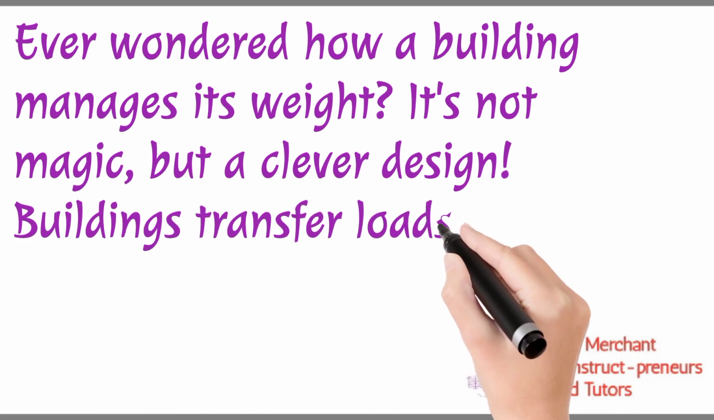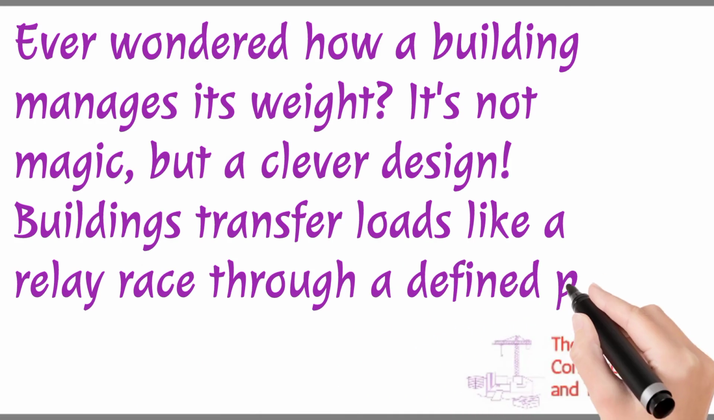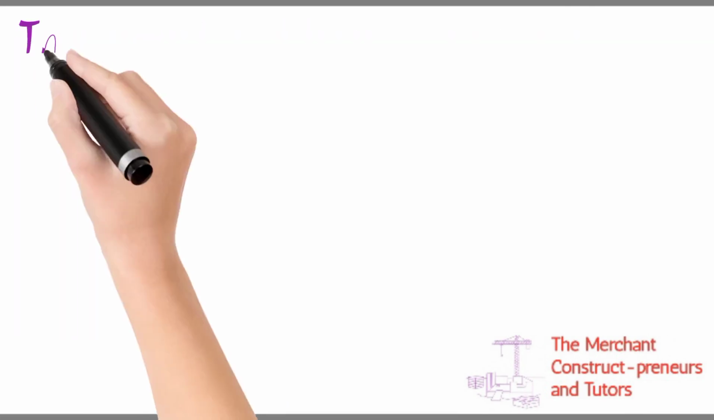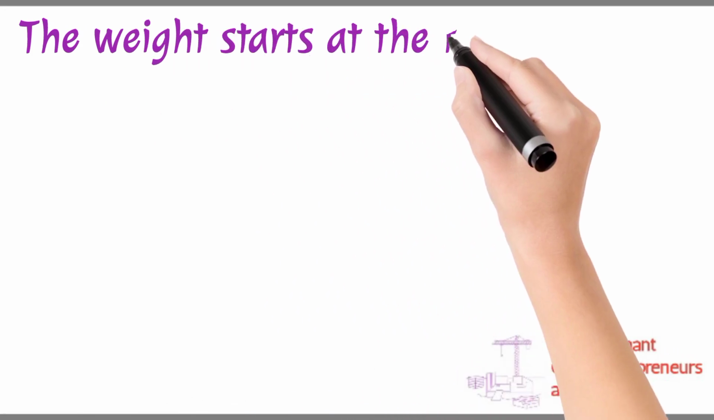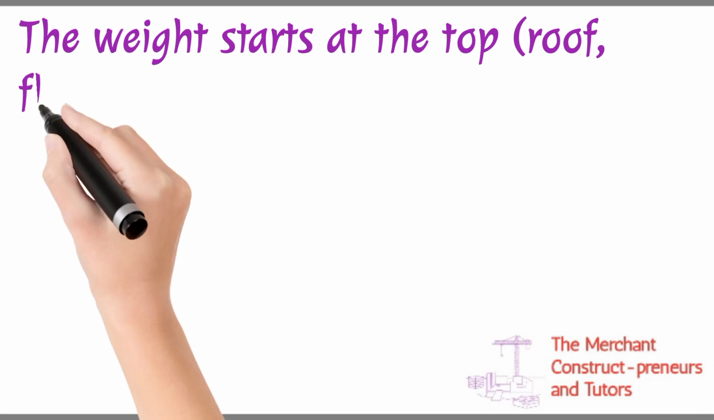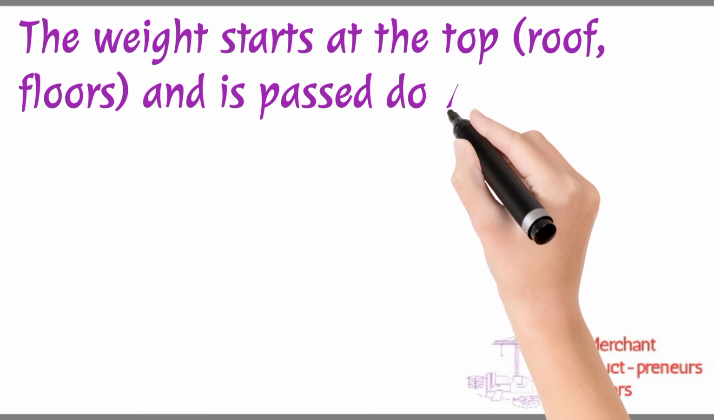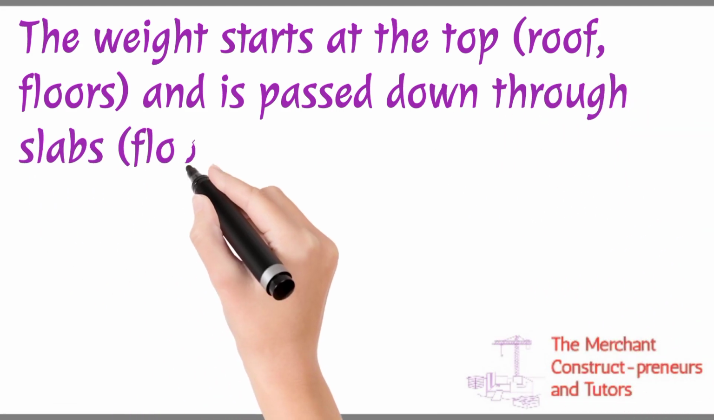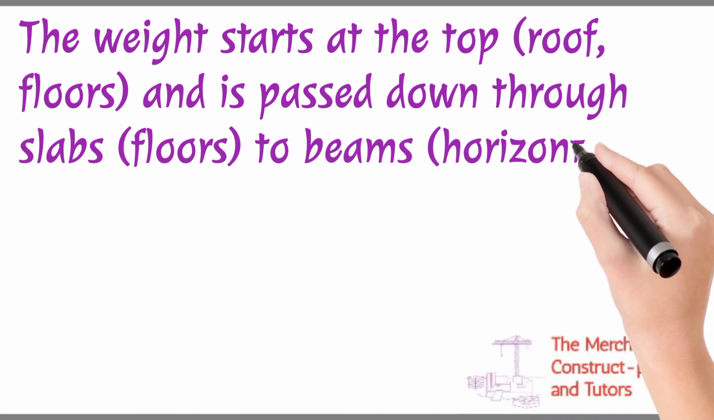Now, ever wondered how a building manages its weight? It's not magic but clever design. Buildings transfer load like a relay race through a defined path. If you remember a relay race, you'll have an idea of how loads are transferred from one structural element to another: from the roof down to the slab, from slab to the beams, from the beams to the columns, and from the columns to the foundation, depending on the number of floors in the high-rise building.